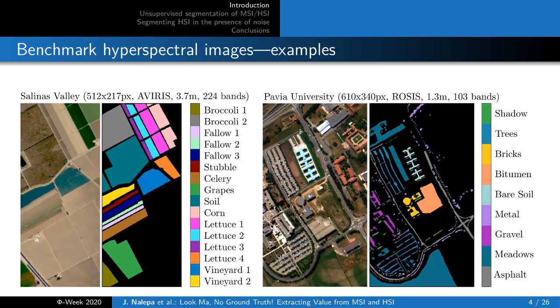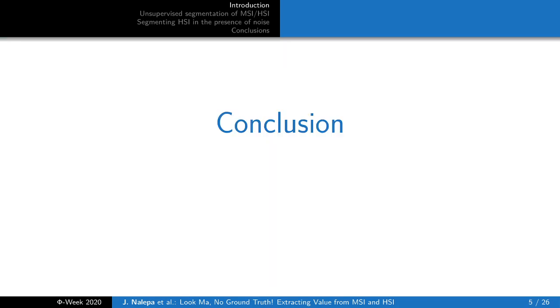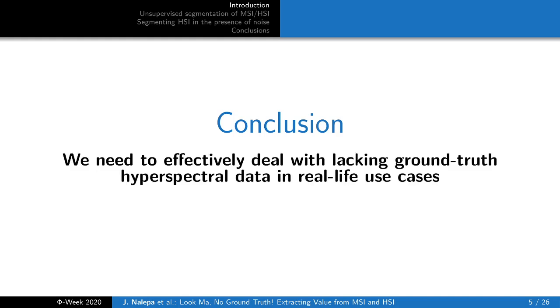So here's the example from the state-of-the-art. Two datasets with labels. We can observe that although we have the labels, they are very generic and they might not be easily transferable to emerging use cases that are usually more specific. So we can conclude that we definitely need some approaches to deal with lacking ground truth datasets because we just don't have that kind of data.